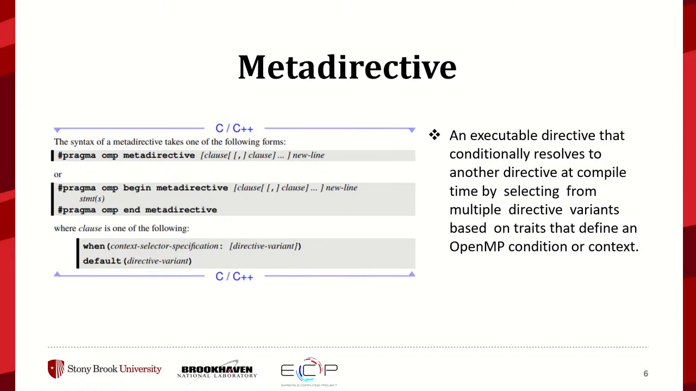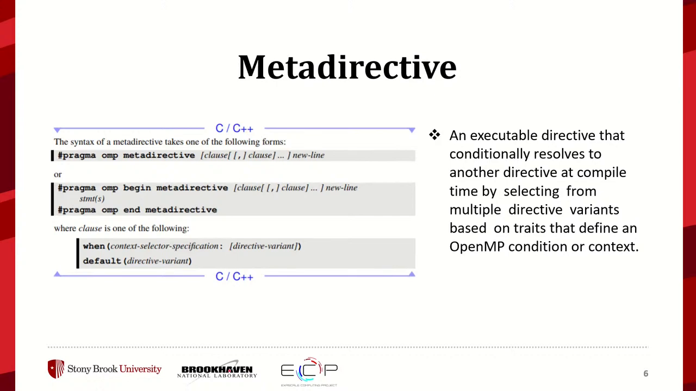So what is a metadirective? By definition, a metadirective is an executable directive that conditionally resolves to another directive at compile time by selecting from multiple directive variants based on traits that define an OpenMP condition or context. The mechanism provided by this directive for selecting a variant is more convenient to use than any C++ pre-processing, since it directly supports variant selection in OpenMP and allows an OpenMP compiler to analyze and determine the final directive from variants and context. The syntax of the metadirective is as shown here, where the clause is either one of the when clause or the default clause as defined.